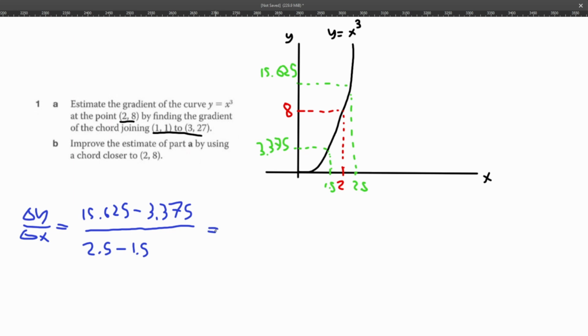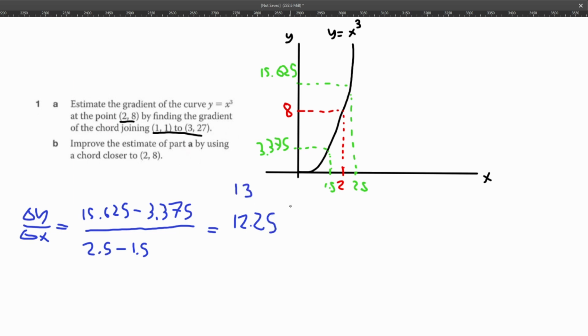And putting this into our calculator, 15.625 minus 3.375 divided by 2.5 minus 1.5, we get 12.25. Now our last answer was 13. Our new answer is 12.25.